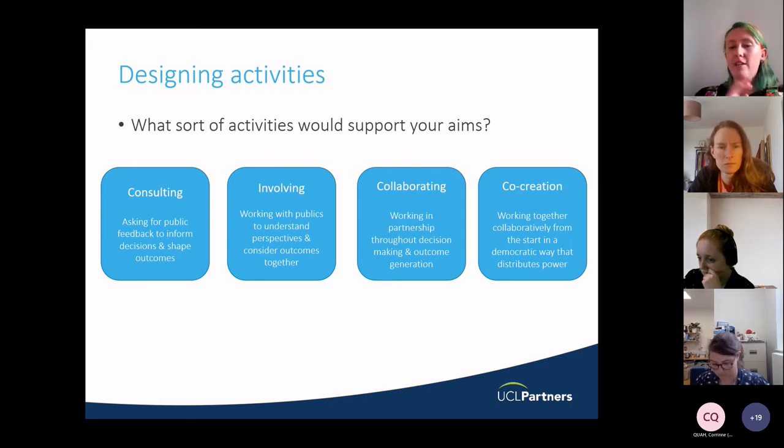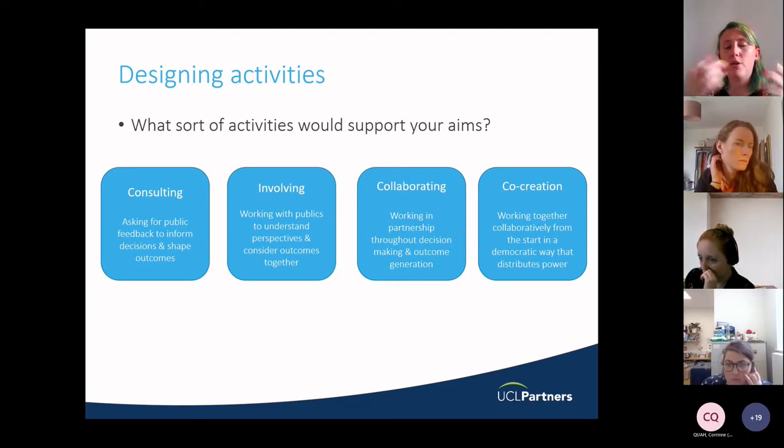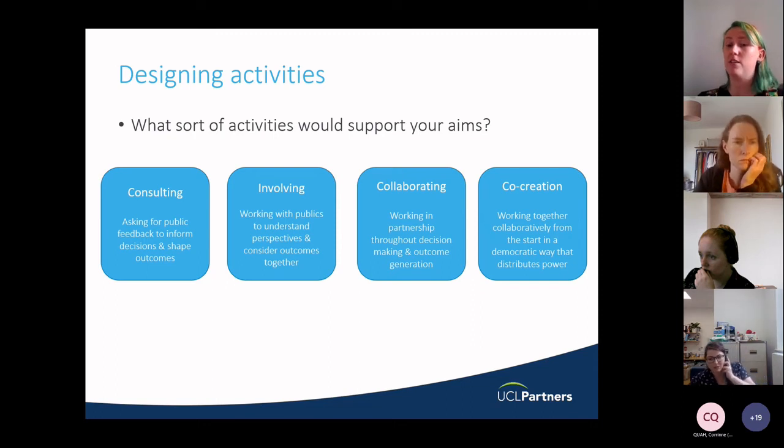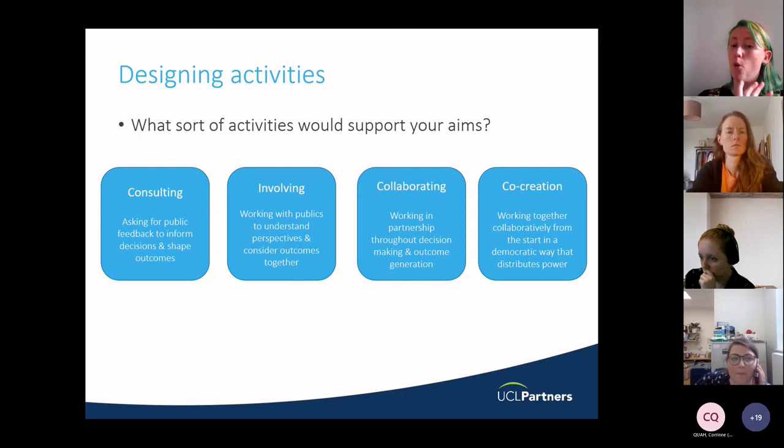So when you get to the point of thinking about designing your activity, there's four main ways we say you can engage with people and get people involved. So go back to your aim and take a look at what you're trying to achieve, and then think about the sort of activity that will support that. So are you thinking about doing something that's more about consulting with people? Consulting really focuses on this idea of asking for public feedback to inform and shape something. So it's a little more passive.